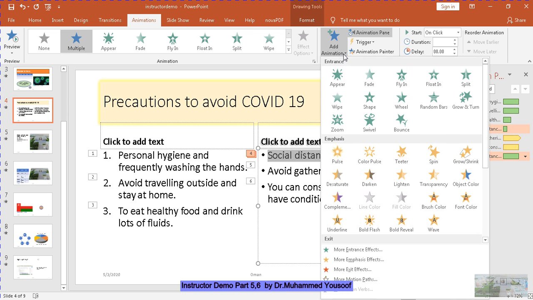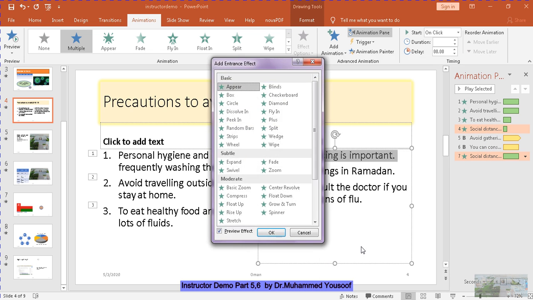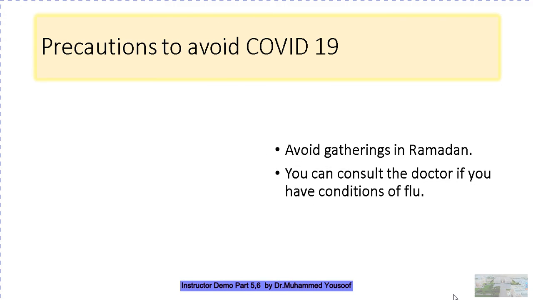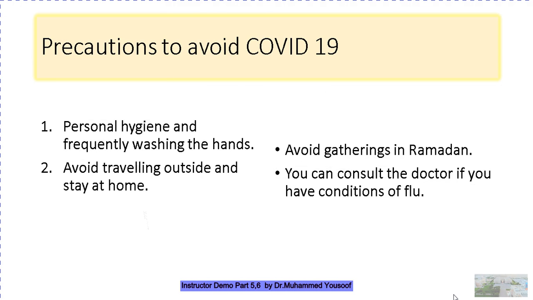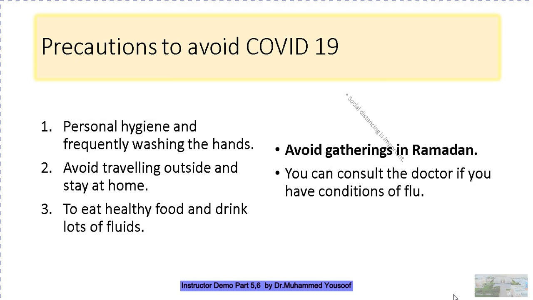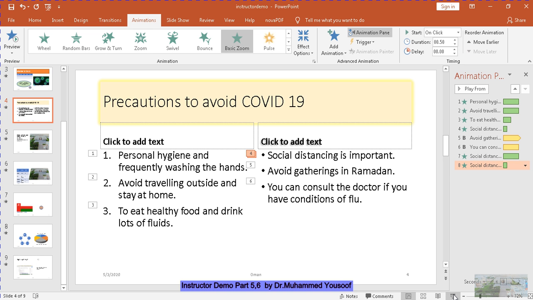Okay, I go to add animation. I go to more entrance effects. I try to apply any one, maybe basic zoom. I give OK. Now let us see what happens. See, the zoom is applied here. Now, can you see this one? So this is how it works. So we have 2 animations now. You can see there are 2 here.